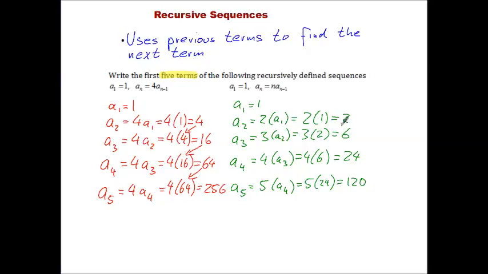And again, you see how each time the previous term went into the formula to find the next term. So for both of these examples, you can see that very well. And that means we have to find every term to get the next term. Let's see how we can use this in a real-world application.